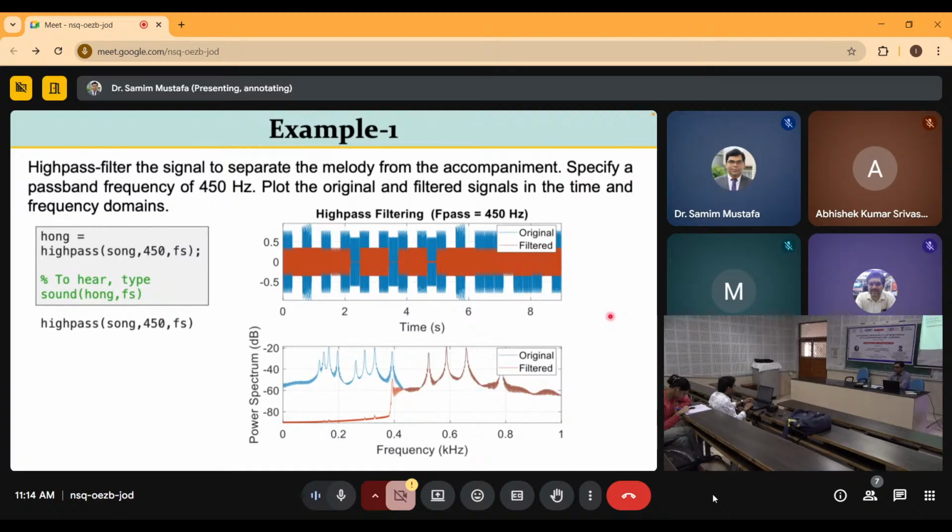Is it working in your laptop? Now again, after doing the high pass filtering, you can again hear the melody by typing sound. Hong means the filtered signal, then the same sampling frequency fs. Okay.